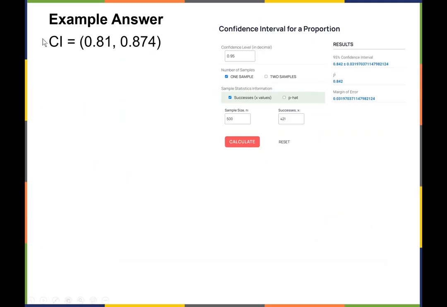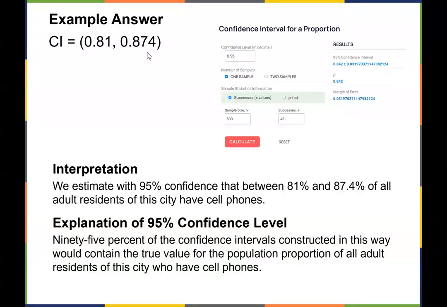All right, so there are the results that we got. So we took 0.842 and subtracted 0.0319, got 0.81. Took 0.842 and added 0.0319, got 0.874. So that's our 95% confidence interval. So we estimate with 95% confidence that between 81% and 87.4% of all adult residents in the city have cell phones. So what does that mean exactly? What does a 95% confidence level mean? It means that 95% of the confidence intervals constructed in this way would contain the true value of the population proportion of all adult residents in the city.